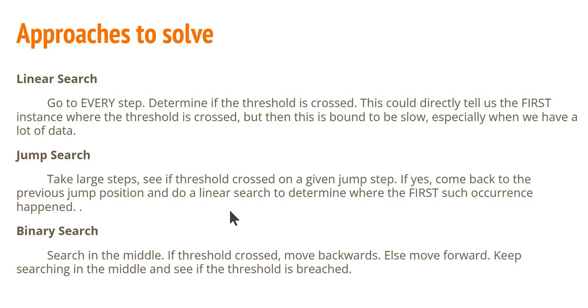But given that the data is sorted, given that the list we are dealing with is non-decreasing, clearly the right approach to think about is binary search, which is to say, let's start in the middle. If the threshold is crossed, move backwards, otherwise move forward. Keep doing this until you find the item where the threshold is reached. Just like in a regular search problem, binary search turns out to be a lot more efficient. The same thing we'll see here, and hence binary search is the way to think about it.